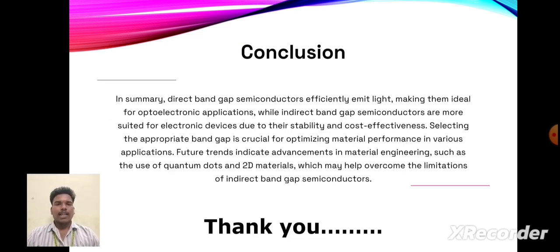And lastly, the conclusion is, in summary, direct band gap semiconductors efficiently emit light, making them ideal for optoelectronic applications, while indirect band gap semiconductors are more suited for electronic devices due to their stability and cost effectiveness. Selecting the appropriate band gap is crucial for optimizing material performance in various applications. Future trends indicate advancements in material engineering, such as the use of quantum dots and 2D materials.